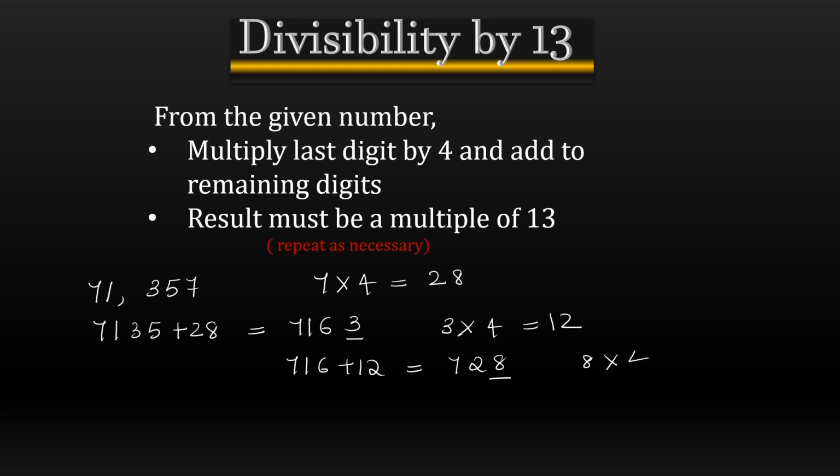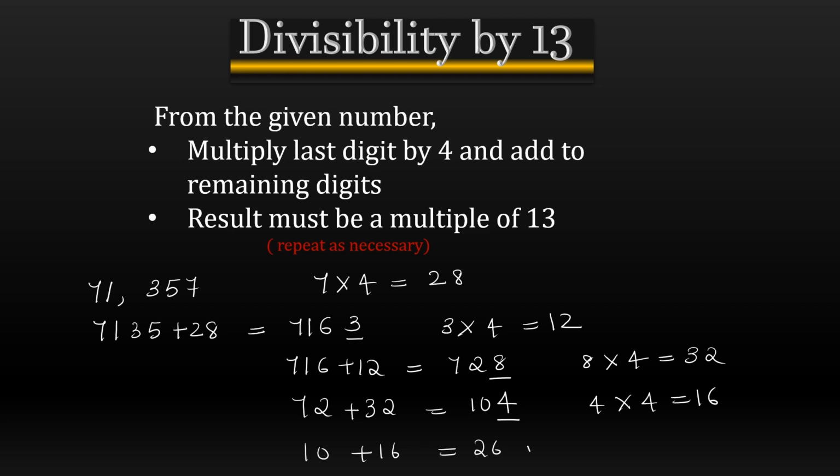Considering 8 as the last digit, 8 is multiplied with 4 to give 32, and adding with the remaining digits, that is 72 plus 32, we will get 104. Here also we can perform the above method. Considering 4 as the last digit, we multiply 4 with 4, which is equal to 16, and add with the 10. That is 10 plus 16 is equal to 26, which is a multiple of 13. So we can say that 71,357 is divisible by 13.